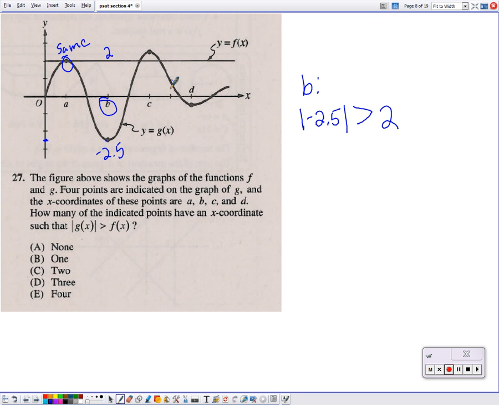Then we go to C. At C, f of x is clearly below g of x. So C, again, g of x is bigger. D, we see g of x is down here, f of x is up here. Which one's further from the axis? F of x, so that one doesn't work either. The answer is 2, C.